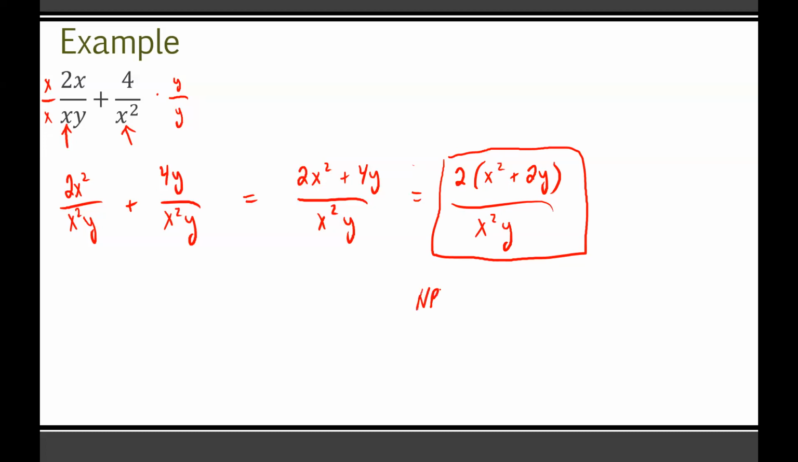We do need to list our NPVs, though. Our NPVs, we have 2 different variables in the denominator. It looks like it's going to be x can't equal 0, and y can't equal 0, because if either of those pieces were equal to 0 anywhere along here, you would have had a divide by 0 issue, right? All right, so I feel like we're beating this to death.